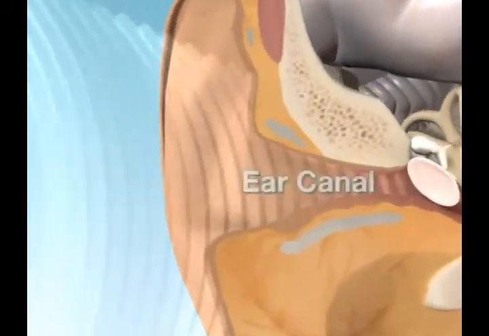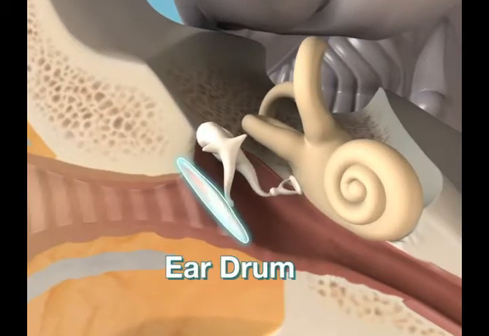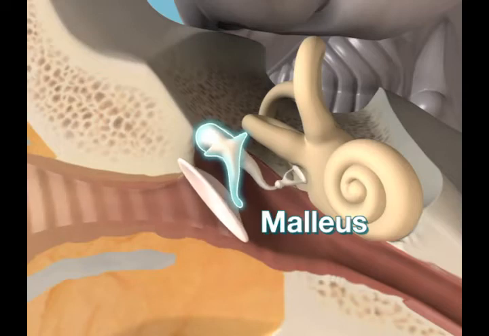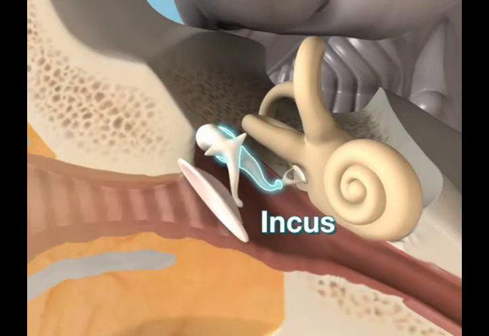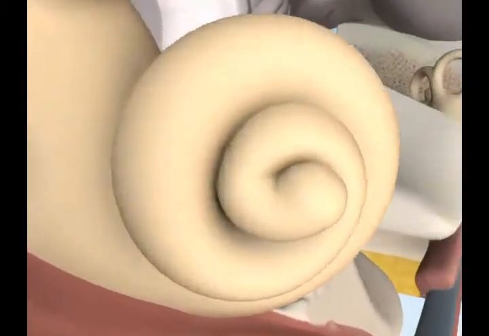The sound vibrates down the ear canal to the eardrum, which begins to vibrate. The sound then passes through the three bones in the middle ear cavity, which are the malleus, incus, and stapes. These are the smallest bones in the human body. You may remember them in school as the hammer, anvil, and stirrup.